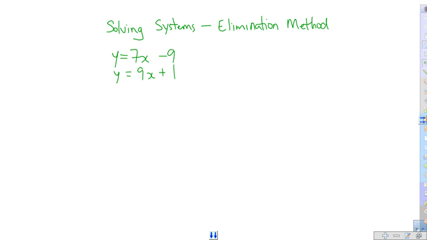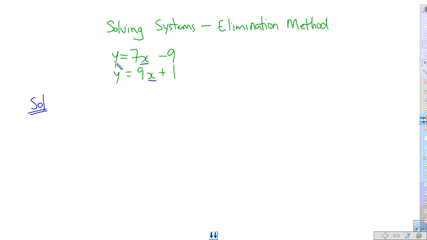Okay, so with the elimination method, we typically use this method when the coefficients of the same variable are the same in both equations, or when they could easily be made the same. So for example, if we look at the x variable, the coefficient of x in this equation is 7. The coefficient of the x variable in the second equation is 9. They are not the same, and they cannot easily be made the same by multiplying or dividing.